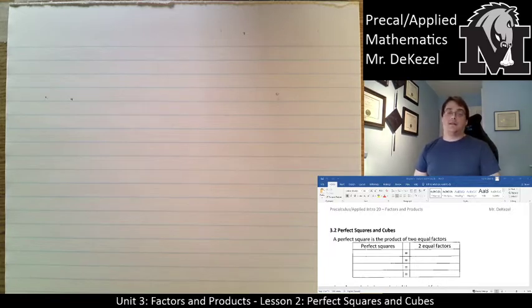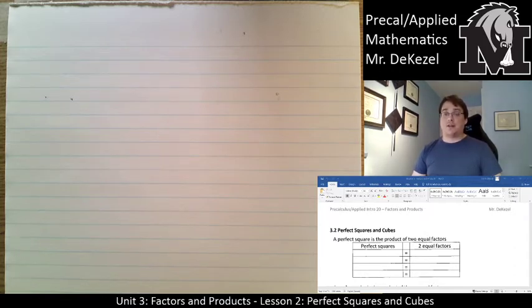This is the second lesson of Unit 3, Perfect Squares and Cubes. So we're going to take something that we probably know a little bit about, and we are going to use the methods that we learned in the past two videos to prove that numbers are perfect squares or perfect cubes. And we can do this for any number, no matter how large.